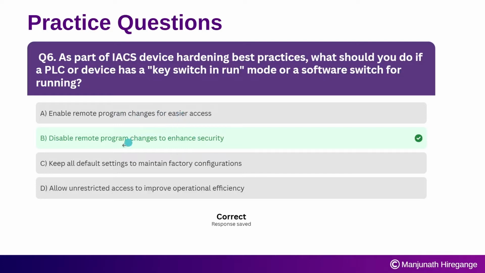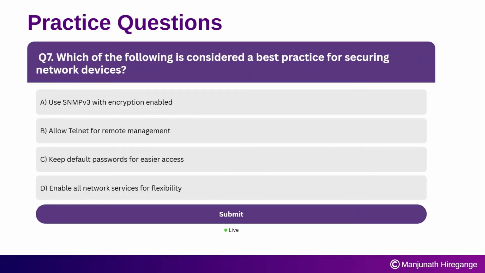Then your option C is default setting. It is like unrestricted access, right? If you keep the default setting, that also becomes a security risk. Then unrestricted access to improve operational efficiency could also increase the risk of cyber threats and operational failures, right? So hence the right answer is disable remote program changes to enhance security.